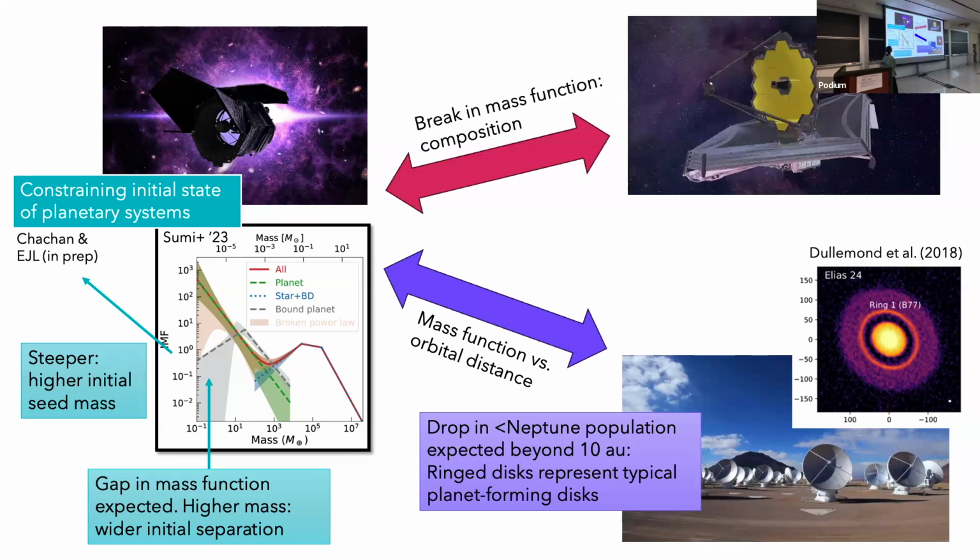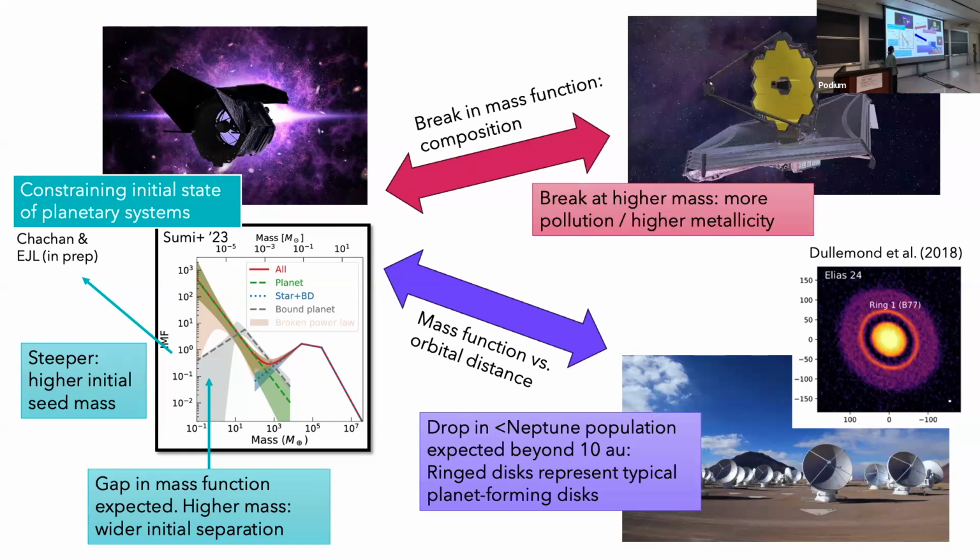And finally, a precise measure of a break in the mass function will be able to tell us the degree of pollution and the degree of metallicity, at least in a statistical sense, of what kind of composition of the material the planet would have accreted, making that connection between the statistical measurements with Roman versus the individual deep characterization of planets that the community has a lot of interest in right now with JWST.